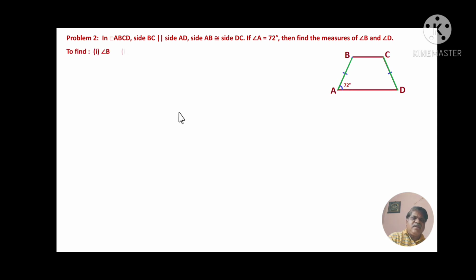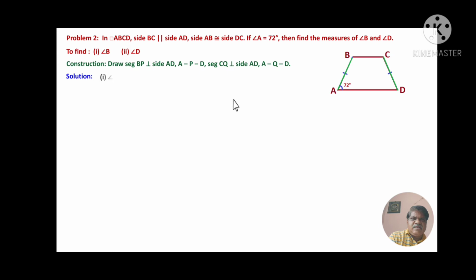So friends, we have to find out angle B and angle D. Let us draw a segment BP which is perpendicular to side AD, so APD is the betweenness. CQ is perpendicular to side AD, AQD is the betweenness. So friends, let us start now.